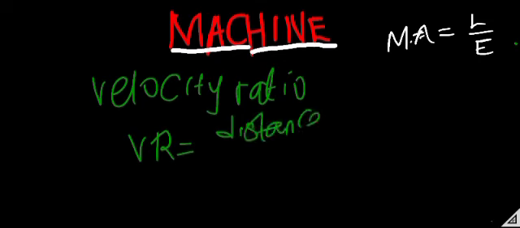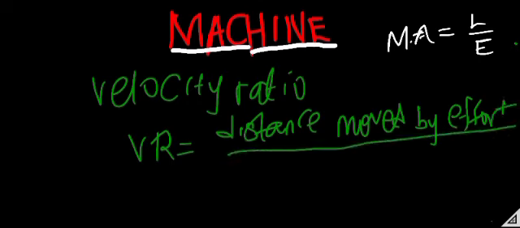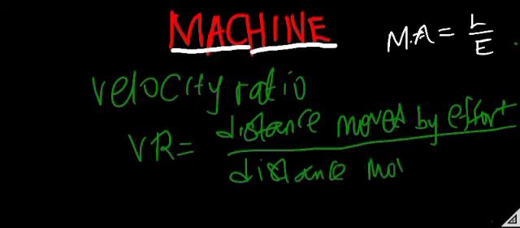moved by effort. Write this formula down. It's very important. All over distance moved by the load. Right? So this is velocity ratio: distance moved by effort over the distance moved by the load.